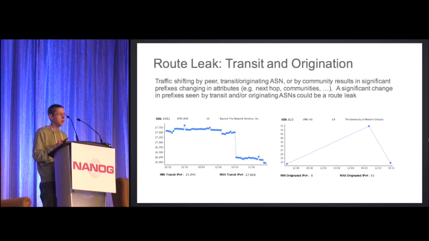We can also do the same thing when we look at the transit or the origination as well. So we can look at if a customer or a public peer or anybody from the origination perspective, we can see if they suddenly increase or decrease within origination. And we can alert on that.